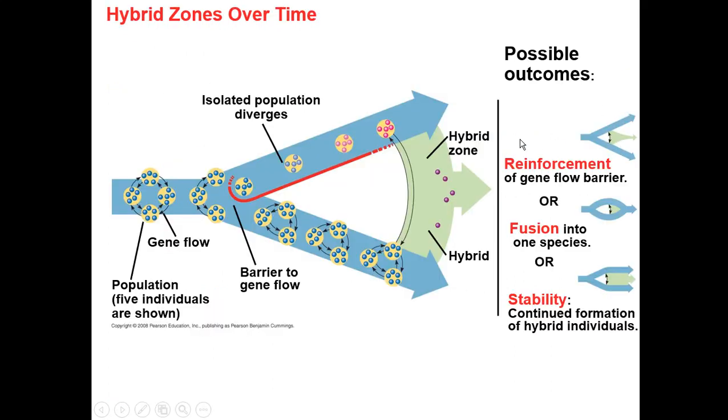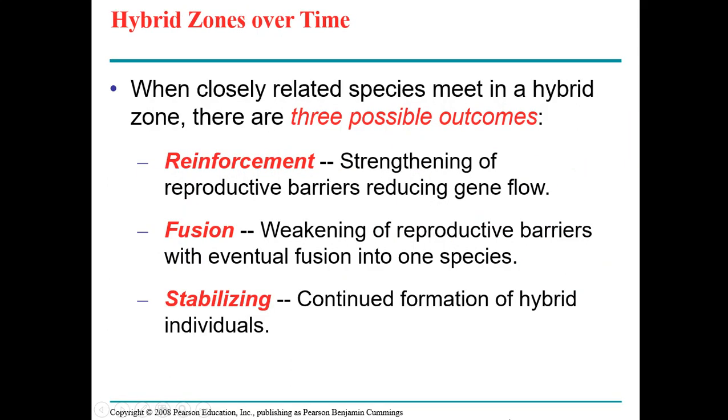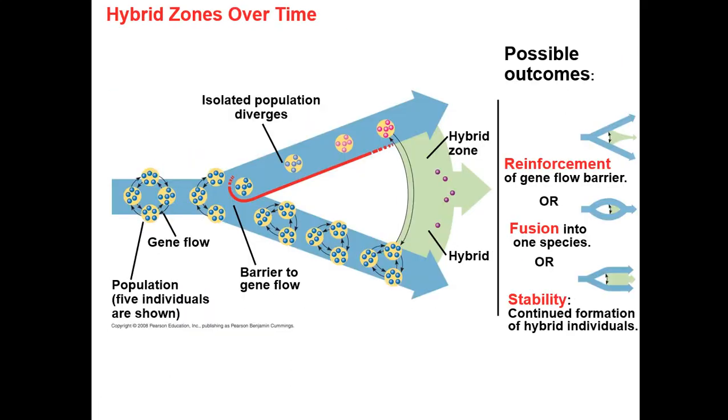So here are the possible outcomes of hybrids over time. Okay? Can either be reinforcement. Ano nga yung reinforcement? Reducing gene flow. Okay? Fusion, meaning, reducing gene flow, kaya siya nagsiseparate. Okay? Fusion, ganyan yung construction niya kasi it will fuse into one species over time. And stability, ganyan lang siya. Straight line lang siya. Kasi it is continued formation of individuals.